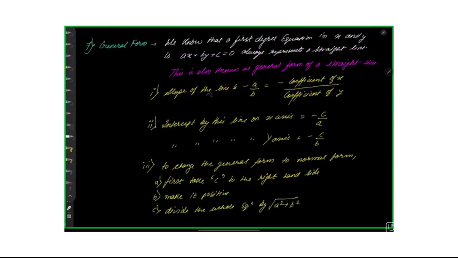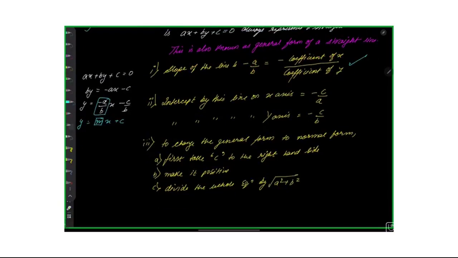So to find the slope of the line, we have ax plus by plus c equals to 0. We know slope is something which is multiplied by x, right? If we make y alone, by equals to minus ax minus c. Y will be equals to minus a by b x minus c by b. So we can correlate it with y equals to mx plus c. This gives us m equals to minus a by b. If we generalize it, it's nothing but minus coefficient of x upon coefficient of y, right?